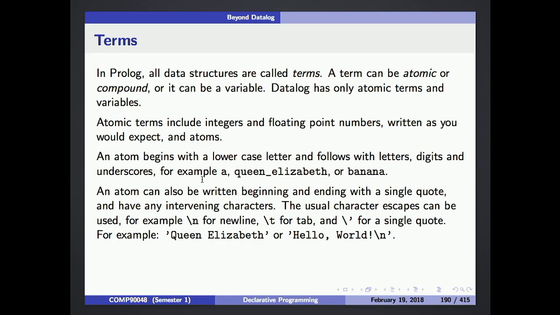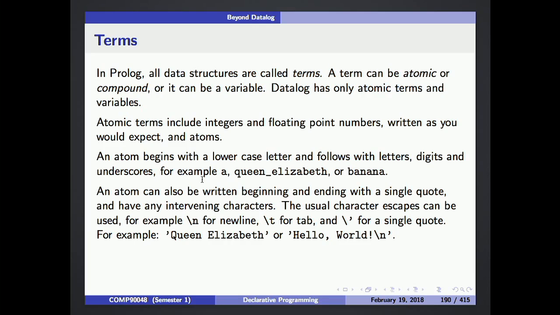So in Prolog, all of our data structures, there are no types in Prolog. Everything is just called a term. A term can be an atomic term or a compound term, or it can be a variable. In Datalog we only had atomic terms, which is just a single constant like Queen Elizabeth, or we had variables, nothing else. We can also have other kinds of atomic terms. We can have integers or floating point numbers. I've just written them down; they're just another atomic term.